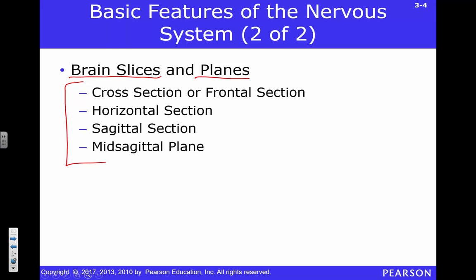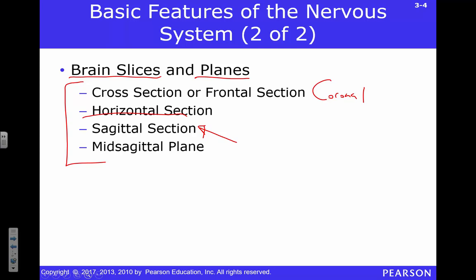We've got what's called a cross-section frontal. Most of the time we'll call that a coronal section. Just kind of chopping down the front, cuts you into a front and a back. Horizontal is going to cut you into a top and a bottom. And then sagittal sections are going to cut you into a left and a right, because we're going to cut you down the middle. That's really all you need to know.